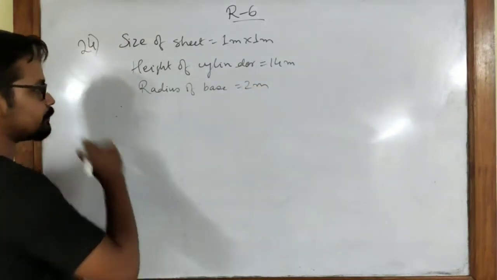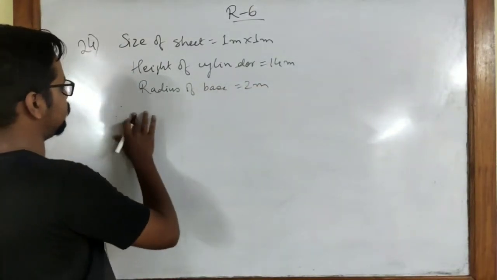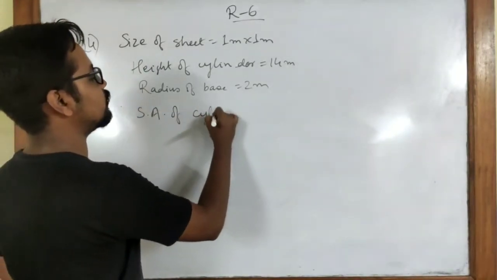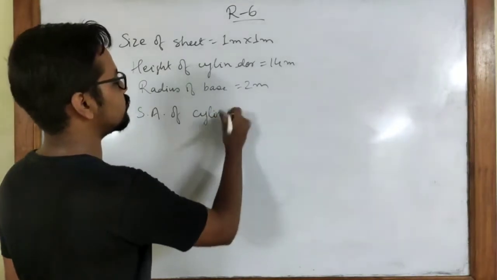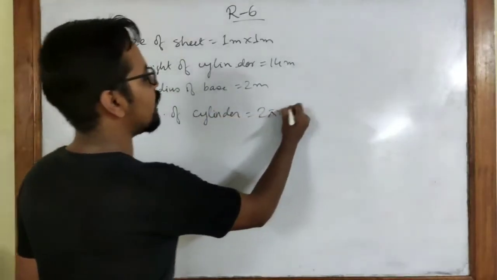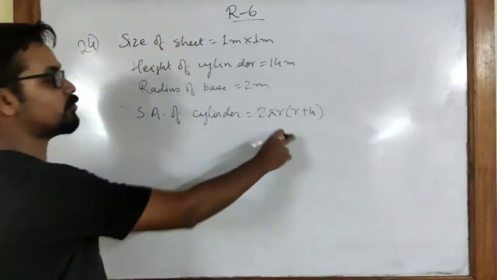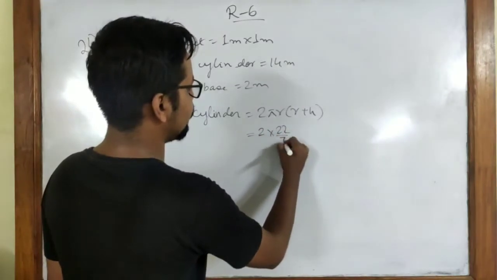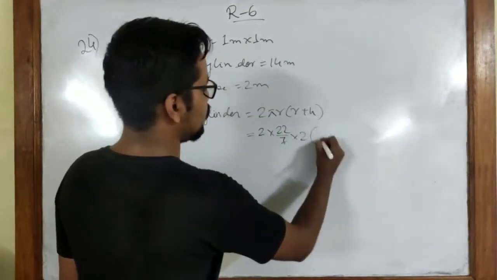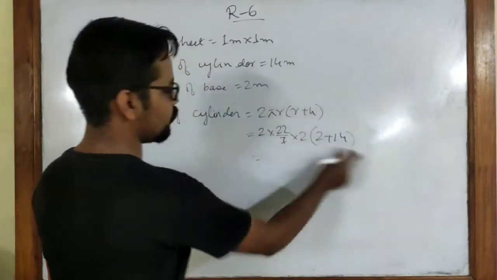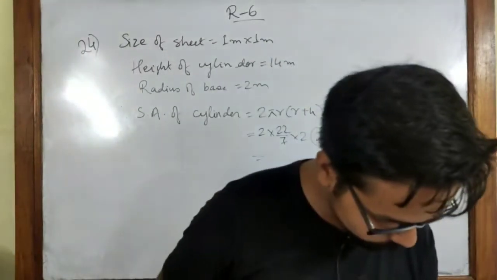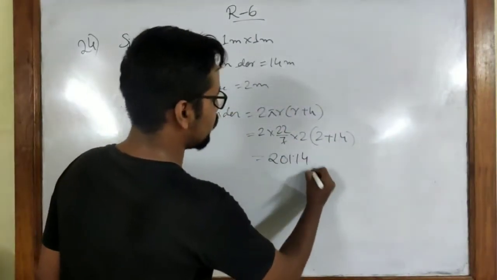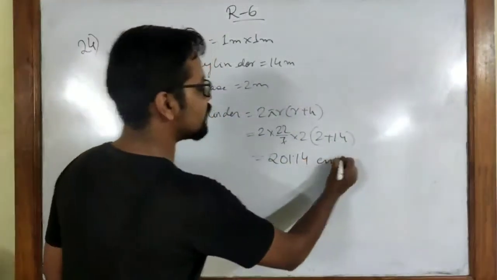So therefore what we need is the surface area of the cylinder. So what is going to be the surface area of the cylinder? Formula is 2 pi r into r plus h. This is the formula of surface area of a cylinder. So if you put the values, 22 by 7 into radius is 2 into 2 plus 14, the answer for this comes out to be around 201.14. So this is the surface area of the cylinder.